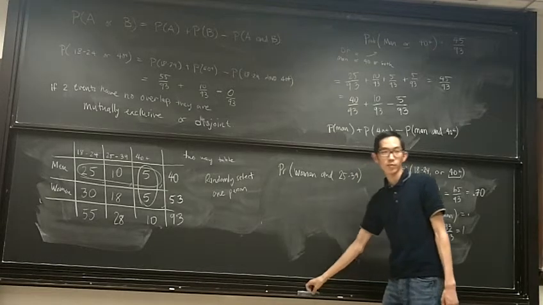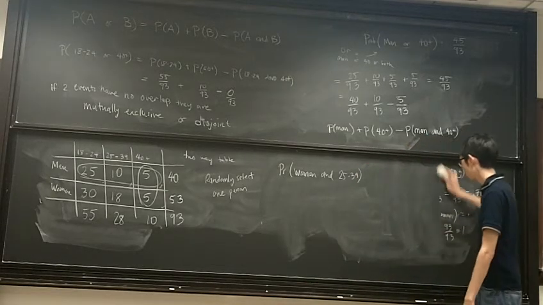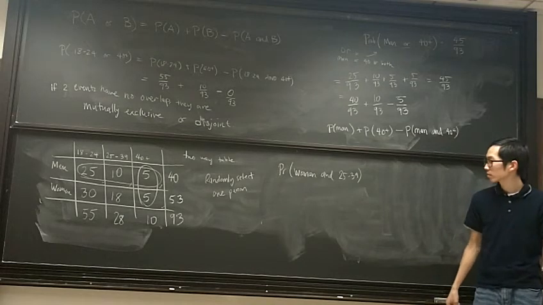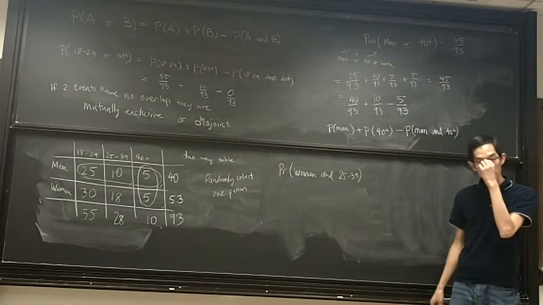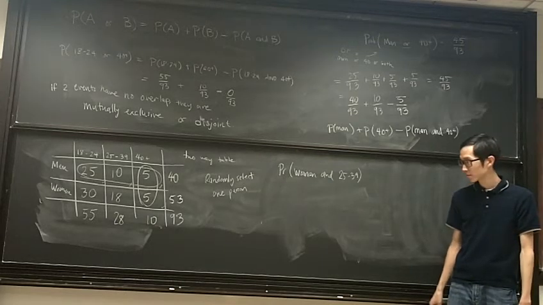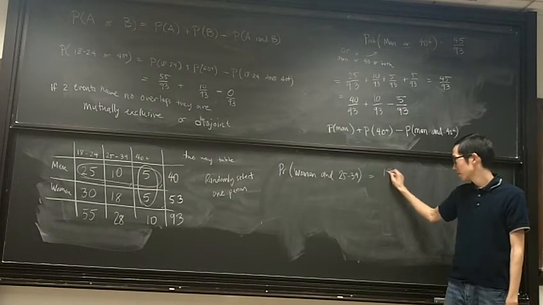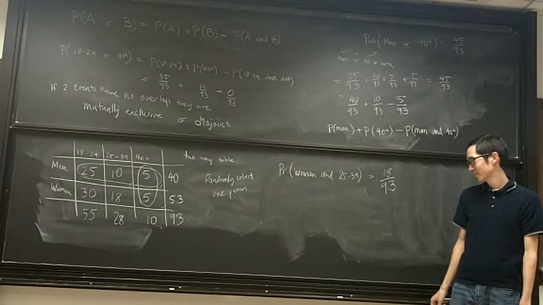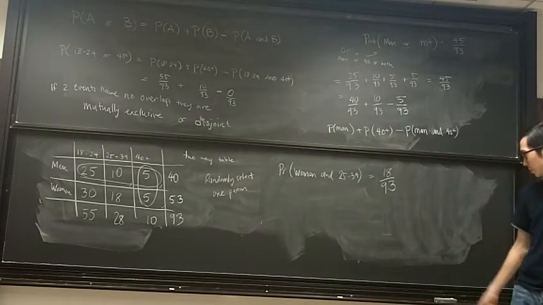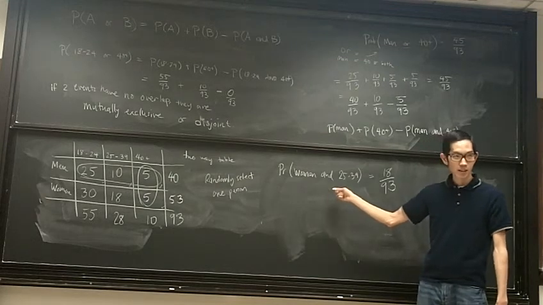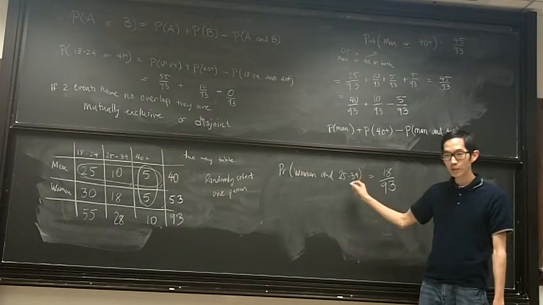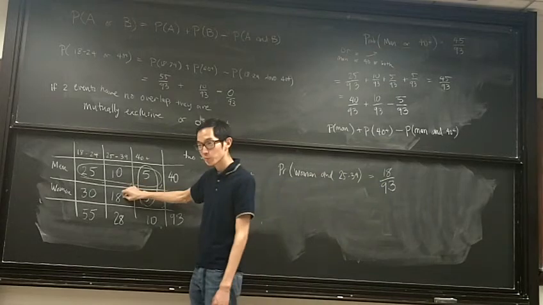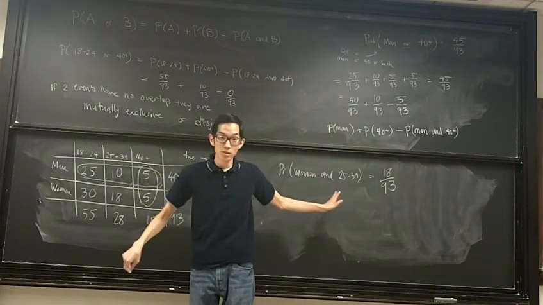So you'll do 53 over 93, and then you'll do 48 plus 5. Okay, so what is this asking? Oh, 29, okay. And then you'll add, that's the answer. What is this asking? 25 to 39. So it's just one number: the probability that someone's a woman and in the group 25 to 39. Those are only these people. Nobody else satisfies this condition, right?